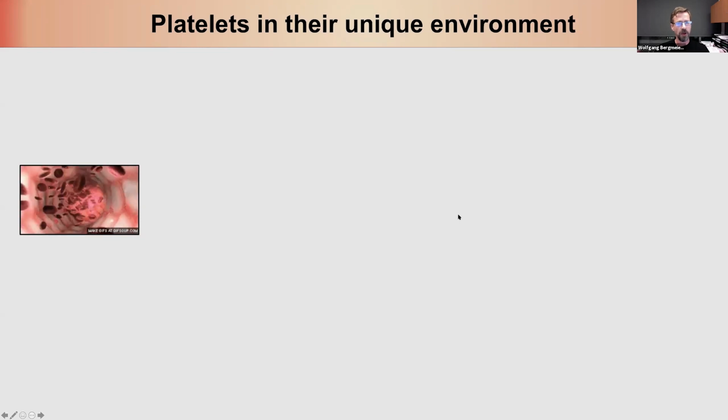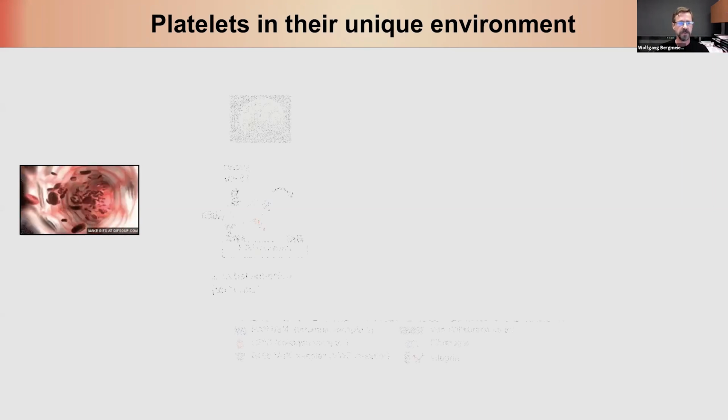Now, I can't believe that we made it to the end of this day and nobody really put up a slide on how platelets actually work in a hemostasis situation. So I'll do this here. They are obviously in a very unique environment. They are in blood flow. They have to adhere under shear conditions. And for that, they have a very special machinery.